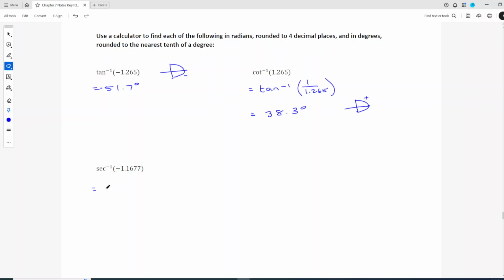And then this one, we're going to plug in the inverse cos of negative 1 divided by 1.1677. It doesn't matter where you put that negative. Now let's think ahead of time where we're expecting that answer to be. So we're going to be expecting it to be in quadrant 2. So inverse cos of 1 divided by negative 1.1677, which gives me 148.9 degrees, which is definitely in quadrant 2.